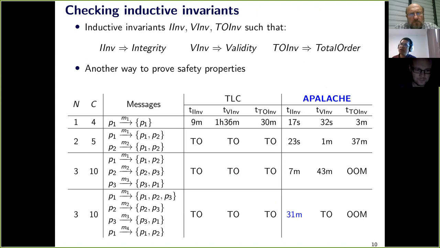And the next experiment is of checking inductive invariance. Here we check three inductive invariants, I-inf, B-inf, and TO-inf. These inductive invariants imply the safety properties, integrity, validity, and total order, respectively. And therefore, checking inductive invariance is another way to prove the safety properties. Here Apalache is faster than TLC. Interestingly, for the last case, now Apalache can check the inductive invariant for the integrity property.